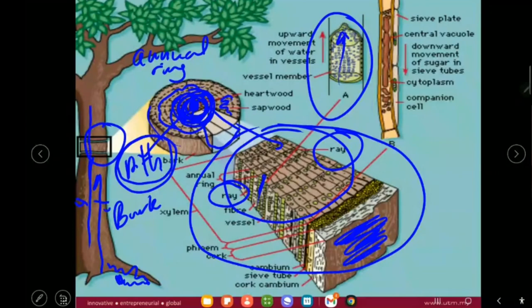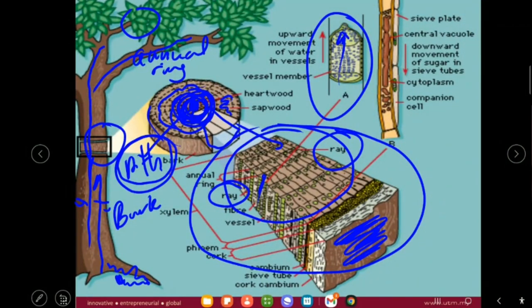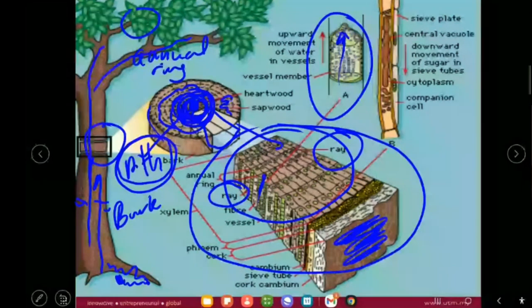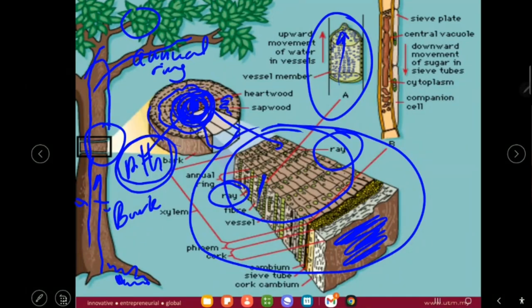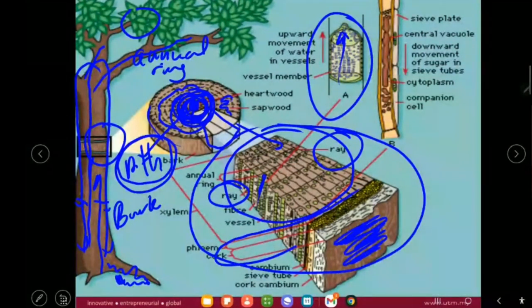Once the water has been transferred up the tree, it will reach the branches and the leaves, and together with the sun, it will undergo the photosynthesis process. During photosynthesis, it generates energy for the tree, in the form of sugar. The sugar will then circulate down the tree through this portion, which we call phloem. It is similar to our blood circulation. So the xylem takes the water upwards, and after photosynthesis, the sugar is circulated down the tree through the phloem. So that is the normal process.